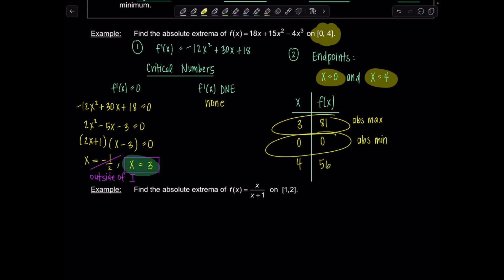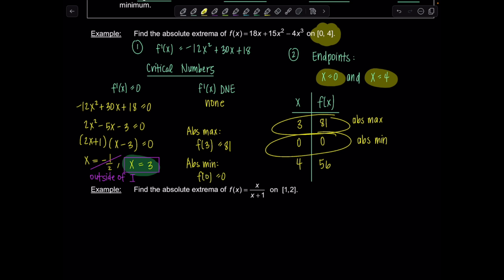Now that's a lazy little way of writing it. No, we're not going to do that. We're going to write it nicely. Absolute max, f of 3, which is 81, and absolute min, f of 0, which is 0. Good?